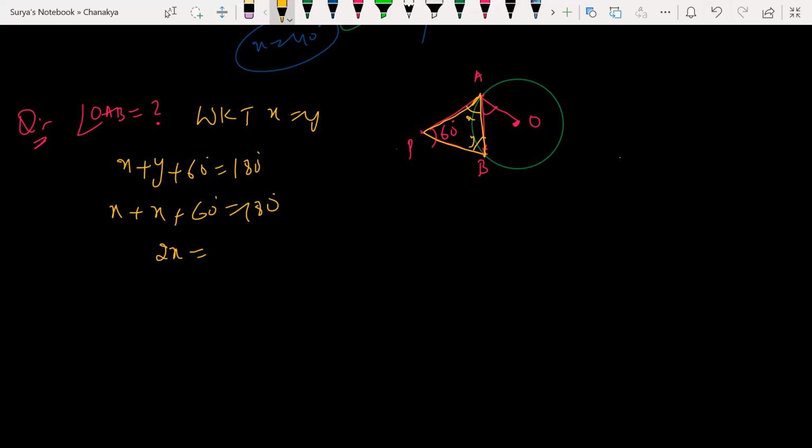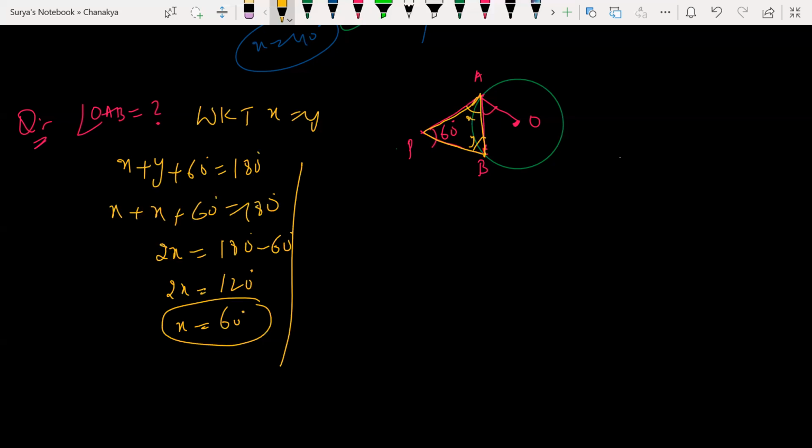Yeah, very good. Sir, I too got 30 degrees. Very good, Diksha. x is equal to almost 60 degrees. x is equal to what? 60 degrees I got. Now what is it asking for? It is asking for OAB, this angle. So this is a 90, right?